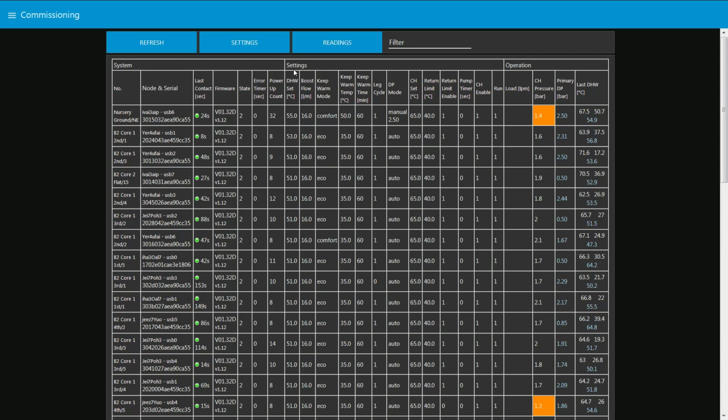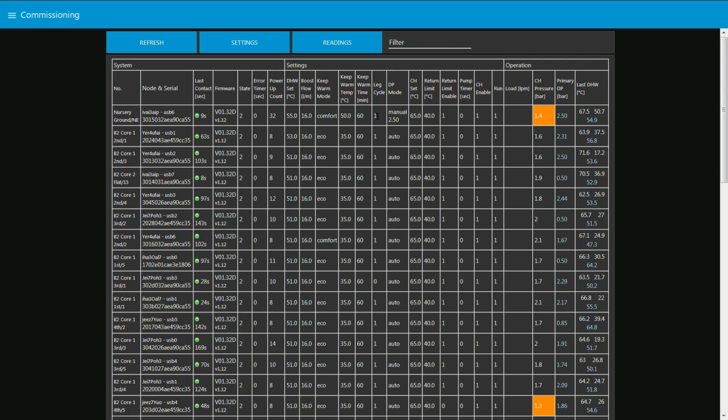Under the settings, we have the hot water set point. We have a boost flow, which is how quickly the HIU will flush primary pipework when it's cold. This is in order to speed up hot water delivery. We have a keep warm mode, which describes how the unit should keep itself on. We have a keep warm temperature. The keep warm time here is set to 60 minutes, telling us that after a tap has been used, this particular HIU will keep itself warm for 60 minutes and then go cold.